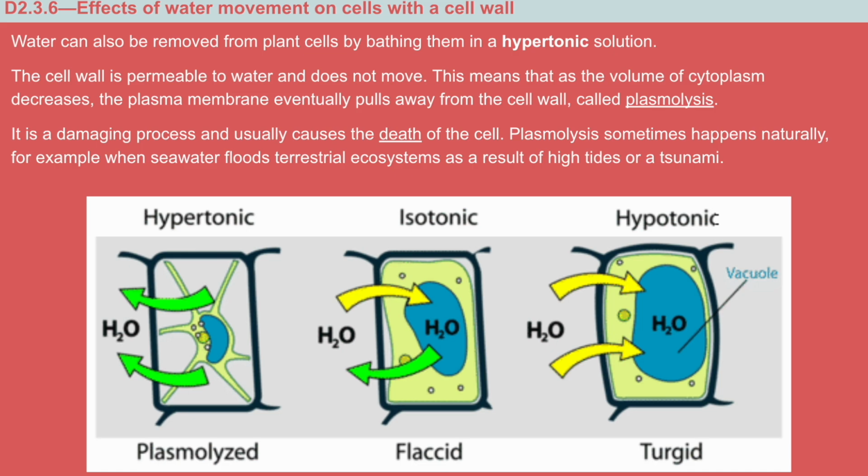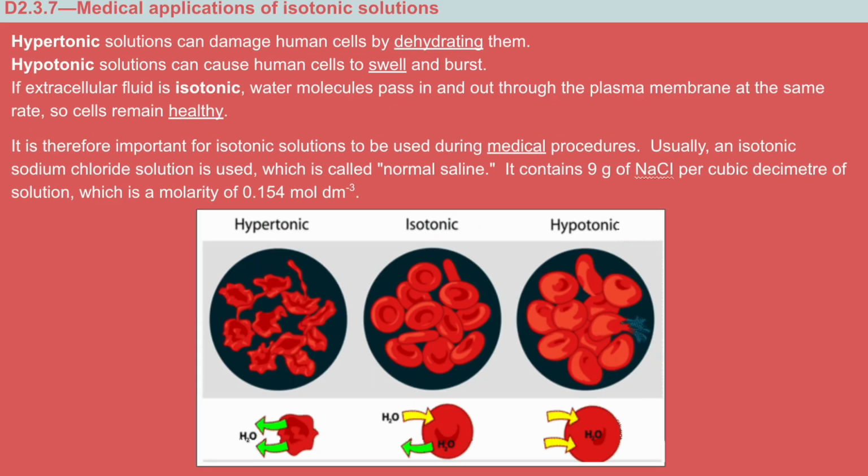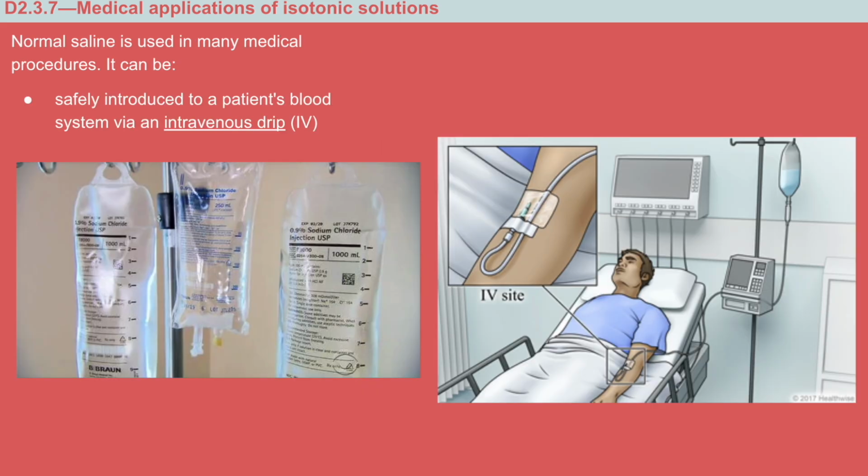We covered all of this, and we covered all of that. All right, this is again just review. But let's look at then an application. If this was a medical procedure, we'd want to be sure that we would use a normal saline solution, which has the same concentration as the cells in your body. So let's look at a couple of medical applications of isotonic solutions.